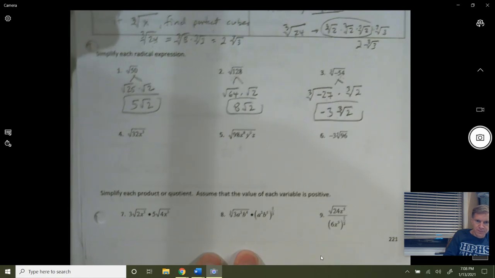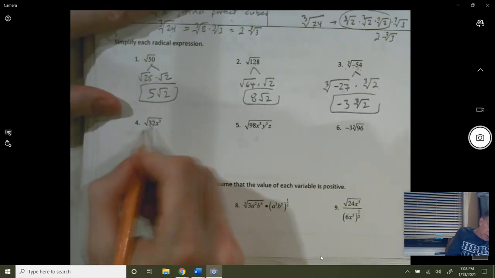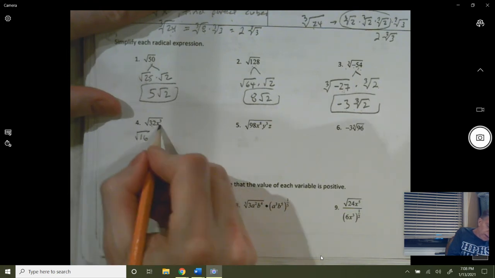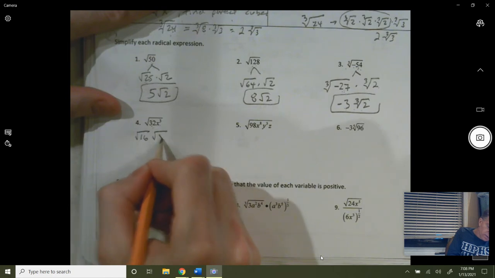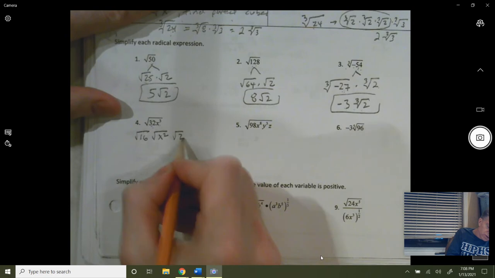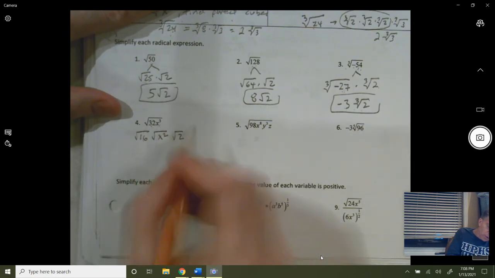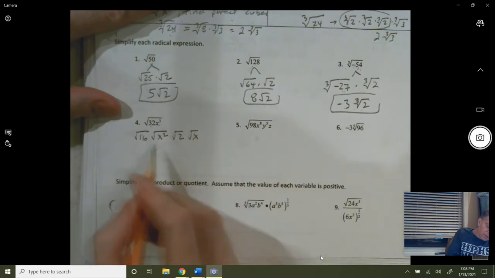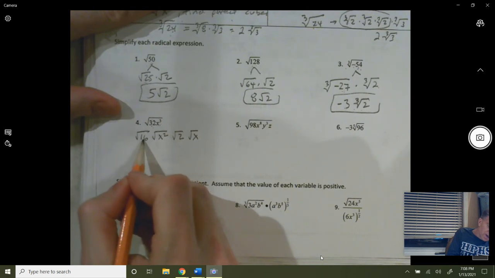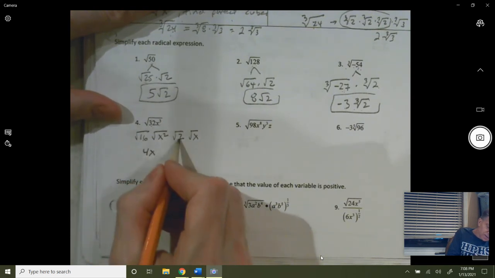Let's find perfect squares in here. So we've got square root of 32. Well, there's a 16 in there. Square root of 16. I've got a square root of x squared. And then I've still got a square root of 2. The square root of 16 times square root of 2 gives me the 32. Square root of x squared, and there's one more x left over. I just found the perfect squares. Square root of 16 is 4. Square root of x squared is x. And then these are left under the radical.